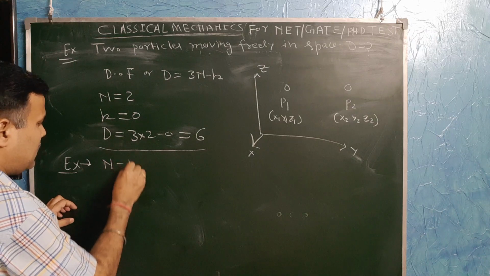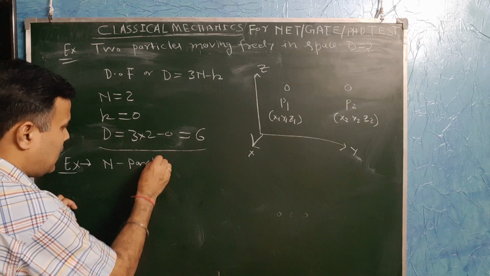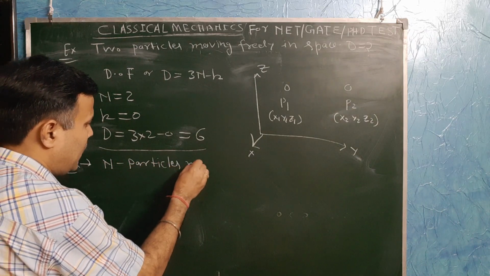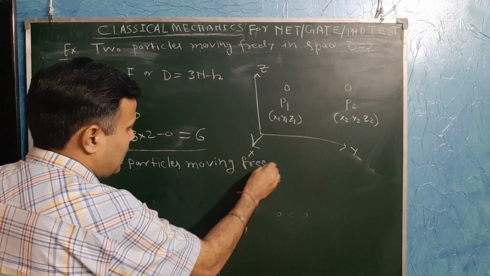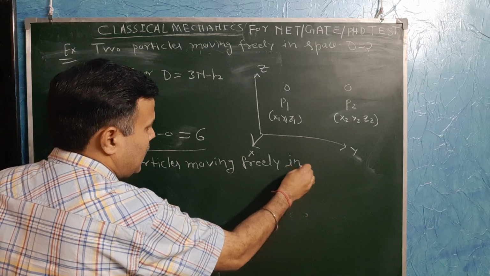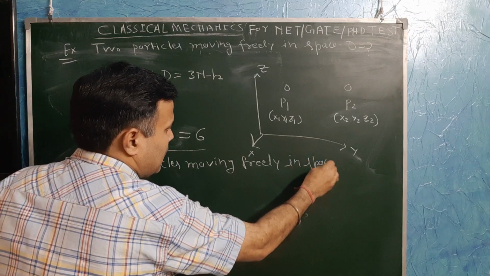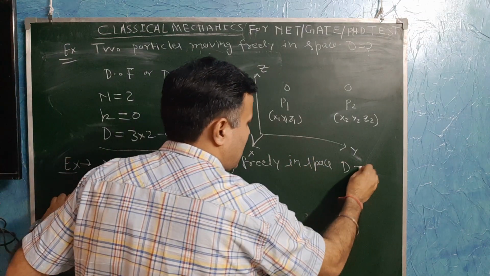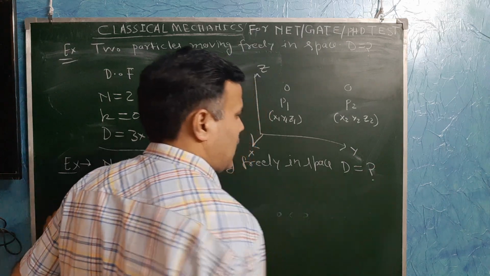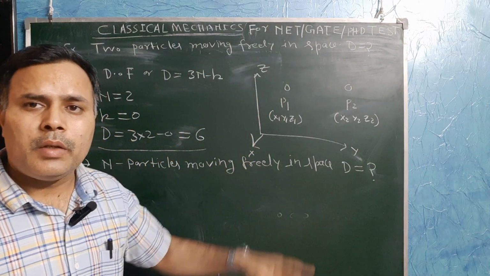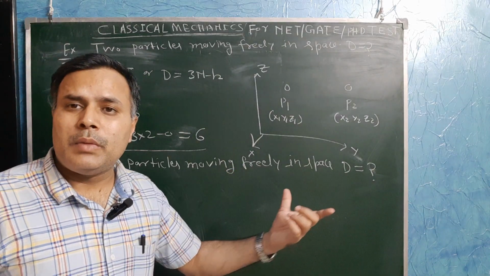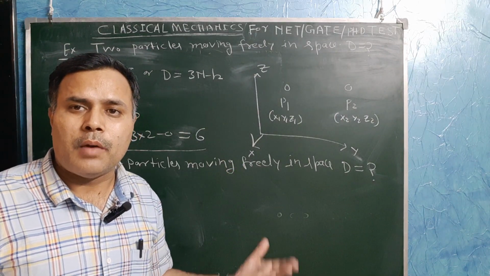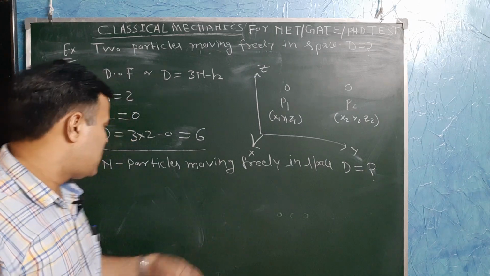N particles moving freely in space, then what is D? N particles moving freely in space. So again, moving freely in space means there are no constraints in our chosen system.